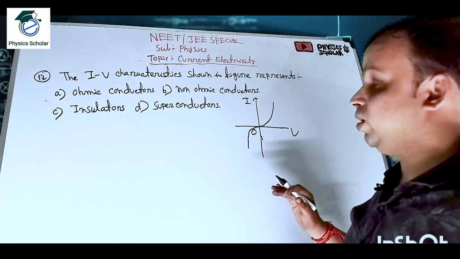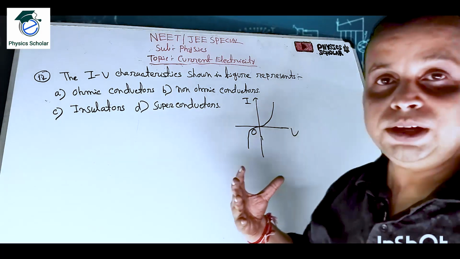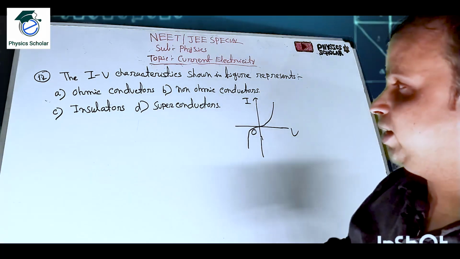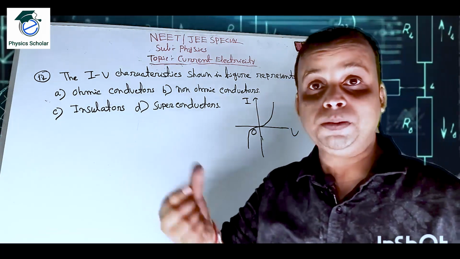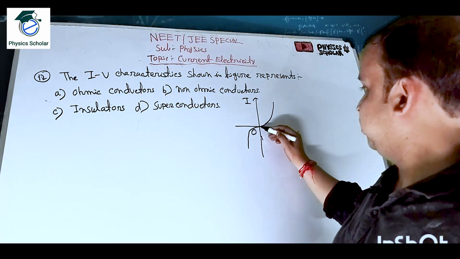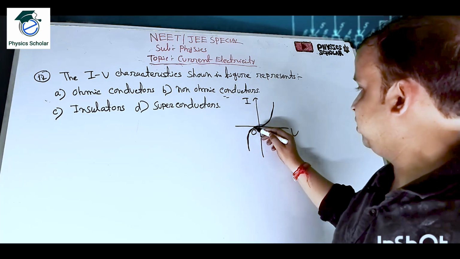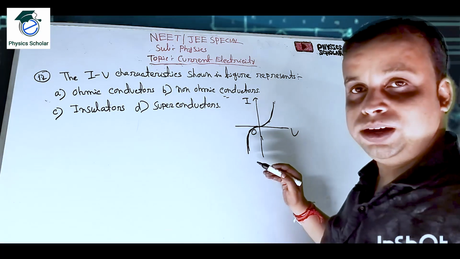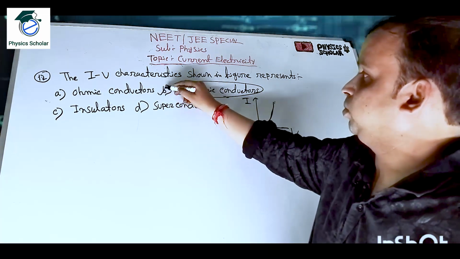Now the non-ohmic conductors do not obey Ohm's law, and basically these are semiconductor devices, that means the diode and triode. In the case of the triode, when I discuss modern physics, I will explain forward bias and reverse bias, and how the triode valve is connected. Here it is not a straight line, so it is a non-ohmic conductor. This portion is for the reverse bias and this portion is for the forward bias of the semiconductor triode valve. Clear? So option B will be correct.